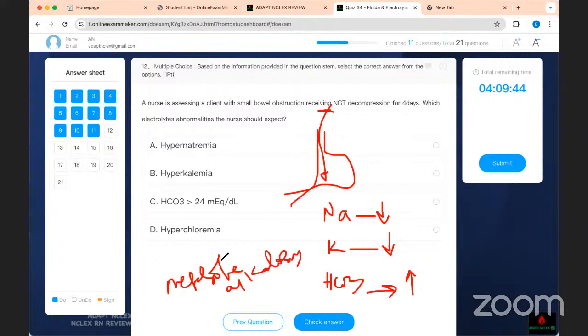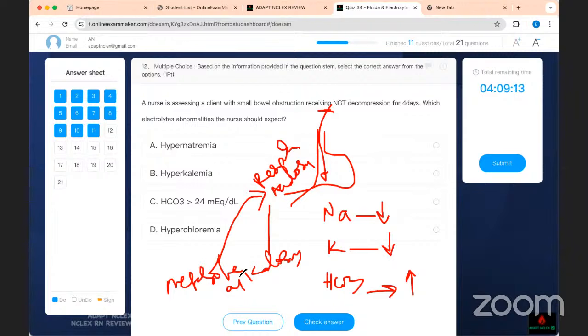I say flip it. Flip it. You take the metabolic and you make it what? Respiratory. You take the alkalosis and make it acidosis. This is how you do compensation. I have a video on ABG, an easy way to do compensation. So your metabolic alkalosis will become respiratory acidosis.